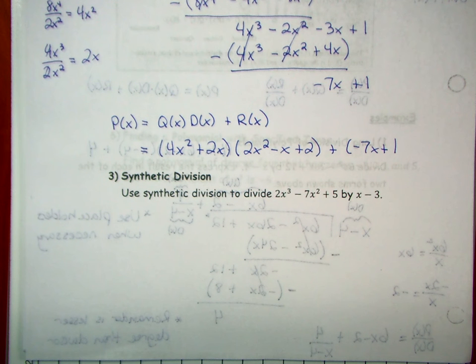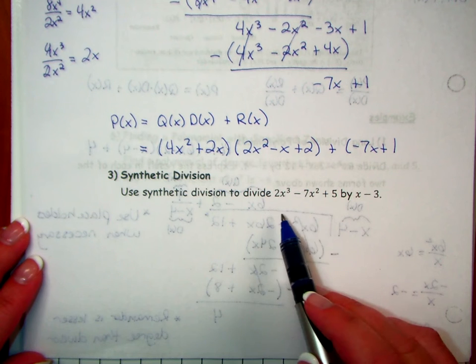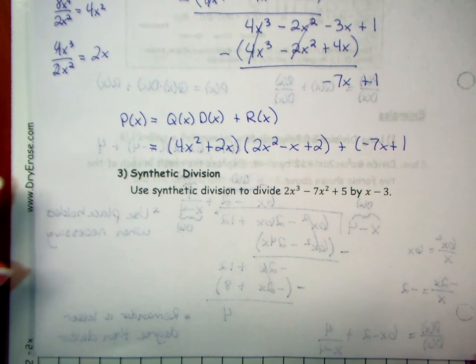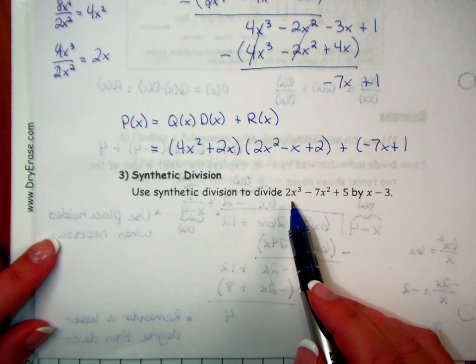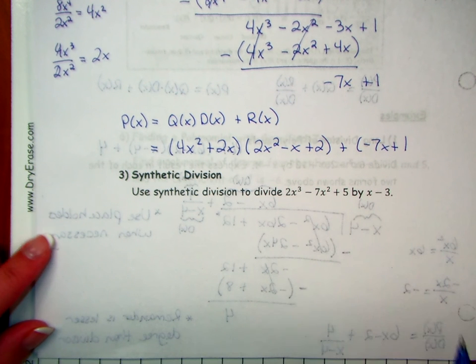The next division type we're going to do is synthetic division. This is actually the preferred method because it's much quicker. It's just using the coefficients, and once you get the hang of it, you can do the synthetic very quickly. All right. So what we're going to do is divide 2x cubed minus 7x squared plus 5 by x minus 3.